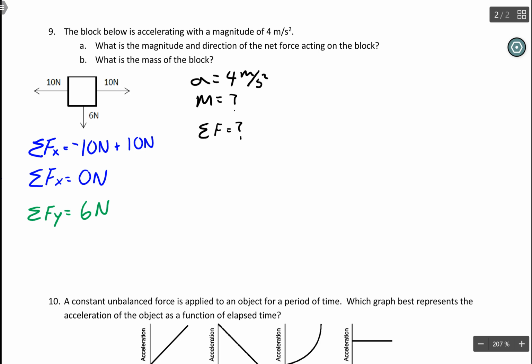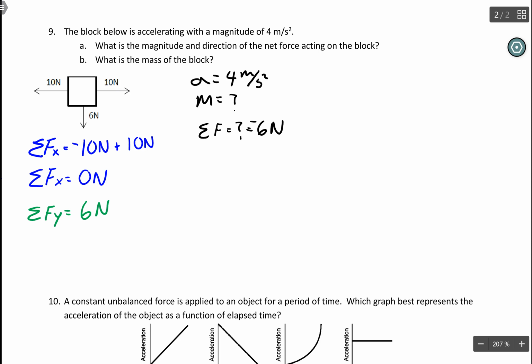And some of you might have been able to tell right away, okay, these two are balanced, I got 6 newtons south, that's what the net force must be, and you'd be correct by looking at the diagram. So this is 6 newtons, and we can make it negative because it's going downwards.